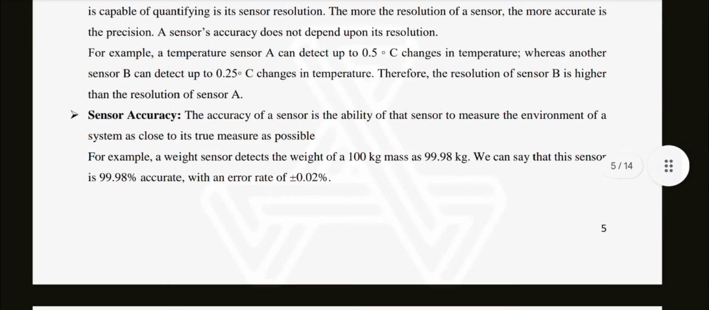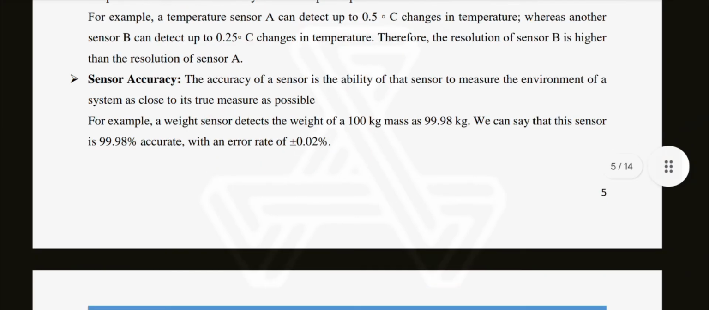Sensor accuracy. The accuracy of the sensor is the ability of the sensor to measure the environment of the system as close to its true measure as possible. For example, a weight sensor detects the weight of a 100 kg mass as 99.98 kg. We can say that this sensor is 99.98% accurate with an error rate of plus or minus 0.02%.